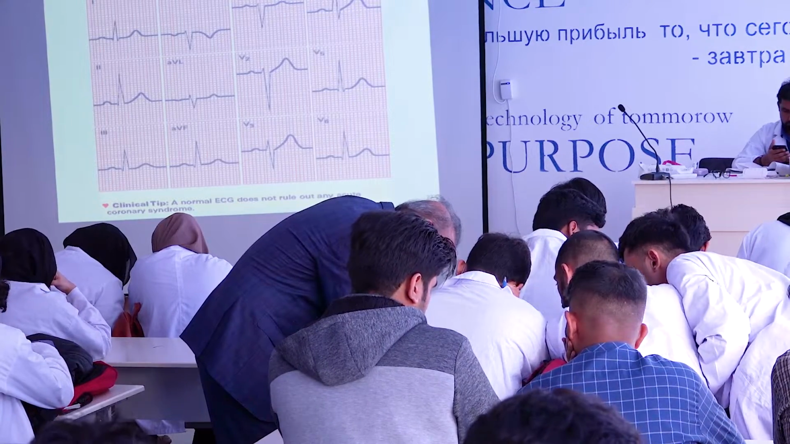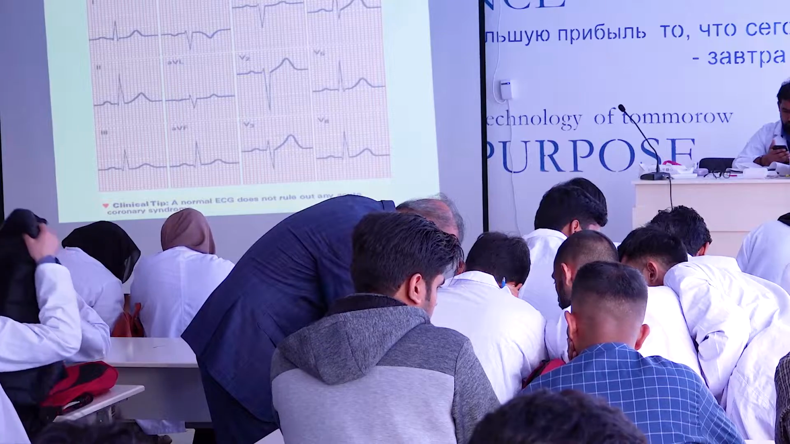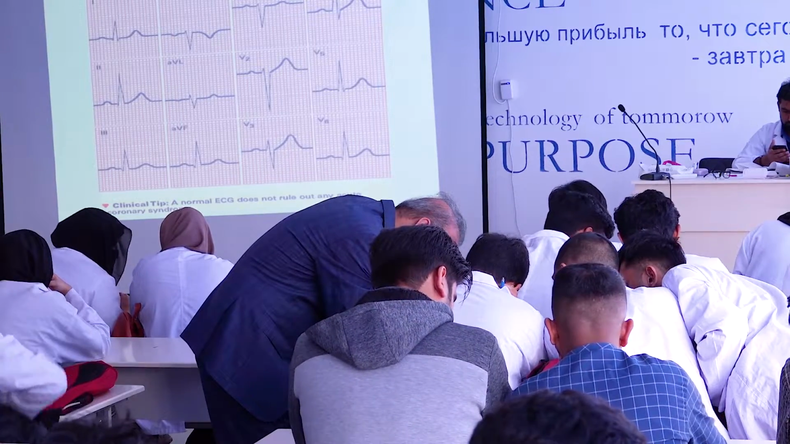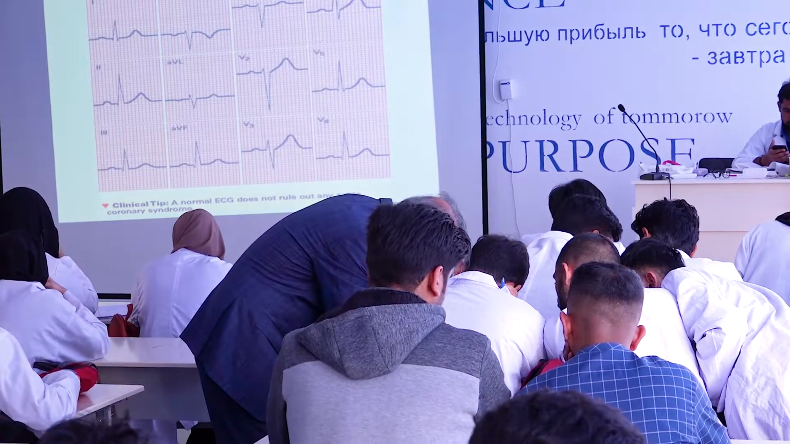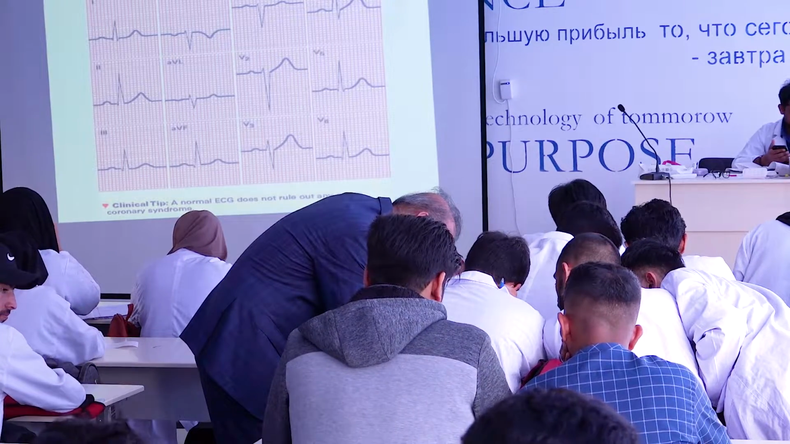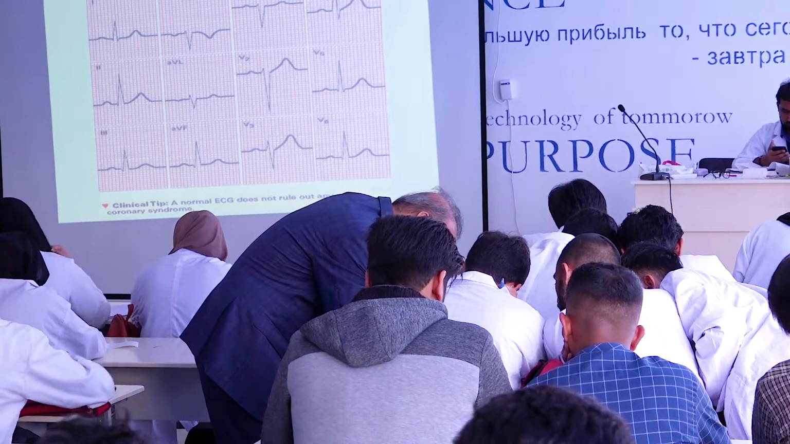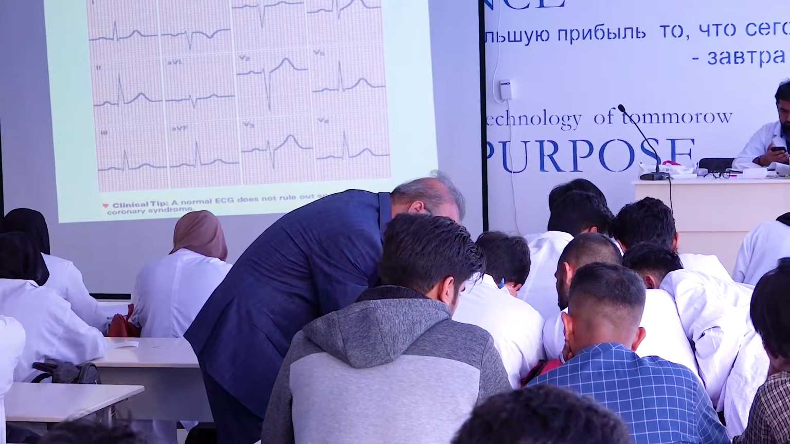Here is Q, here is T. In between QT, 2 big boxes. This is 2 big boxes, or less than 2, it means 25. Above 2 big boxes, it means 50. Okay?